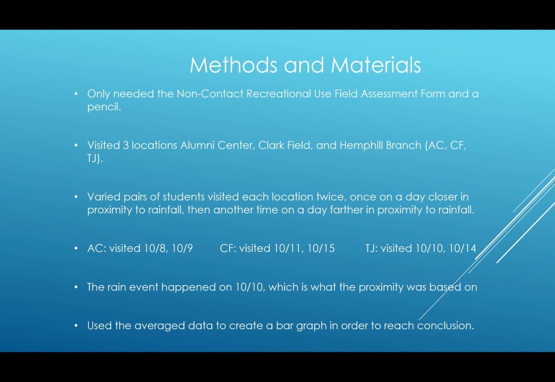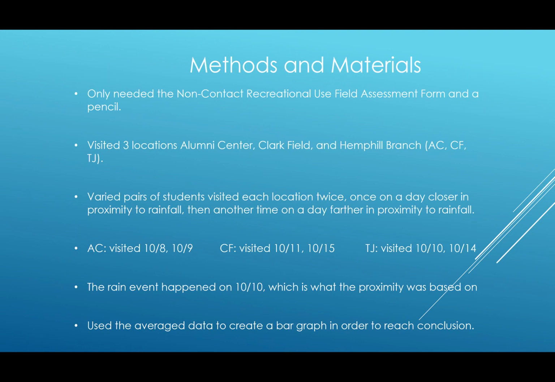All right, so getting into the methods and materials was pretty simple here. The only thing you really needed was the actual survey itself, and you needed a pencil, obviously, to fill it out. First, we had to visit the 3 locations the first time. So you had to visit Alumni Center, Clark Field, the Hemp Hill branch, and first you went to the first round. So our first round, it was either going to be closer in proximity to a rain event or farther in proximity to a rain event, depending on the date that went down, because each day it was completely different depending on whenever the students were able to go down.